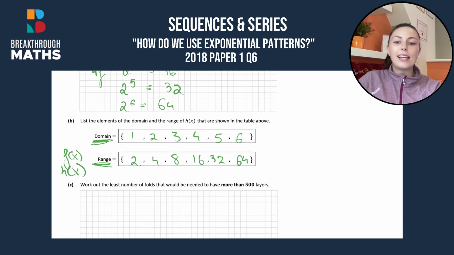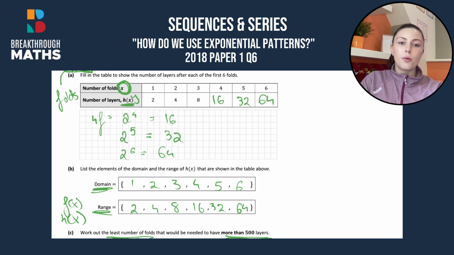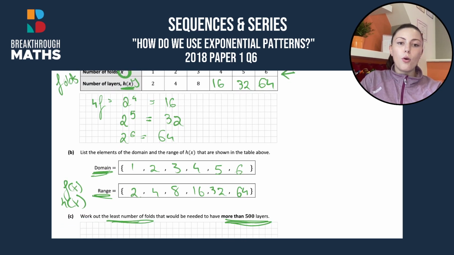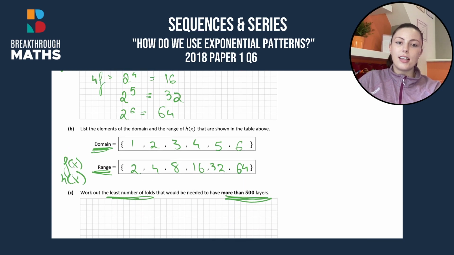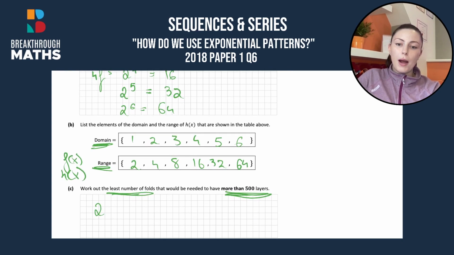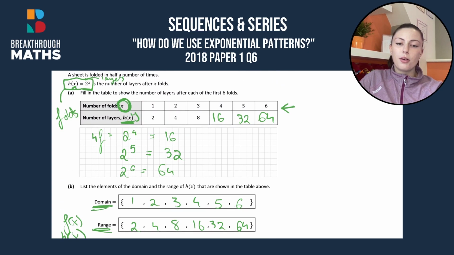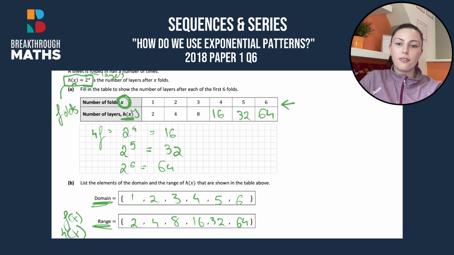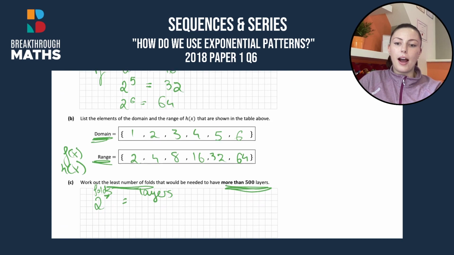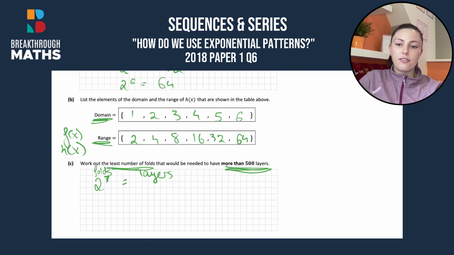Next, we're asked to work out the least number of folds that would be needed to have more than 500 layers. We finished up on 6 folds, so we'll go on to 7 folds now. So we have to do 2 to the power of 7. Remembering, the number of layers is what you get when you put 2 to the power of the number, and the folds is the number that you have as the power. So here it's 7 folds, so 2 to the power of 7 gives us 128 layers.